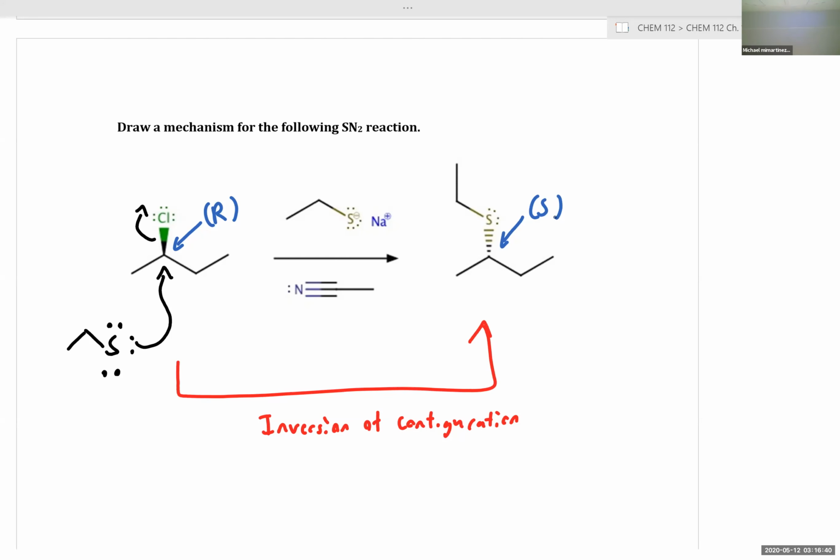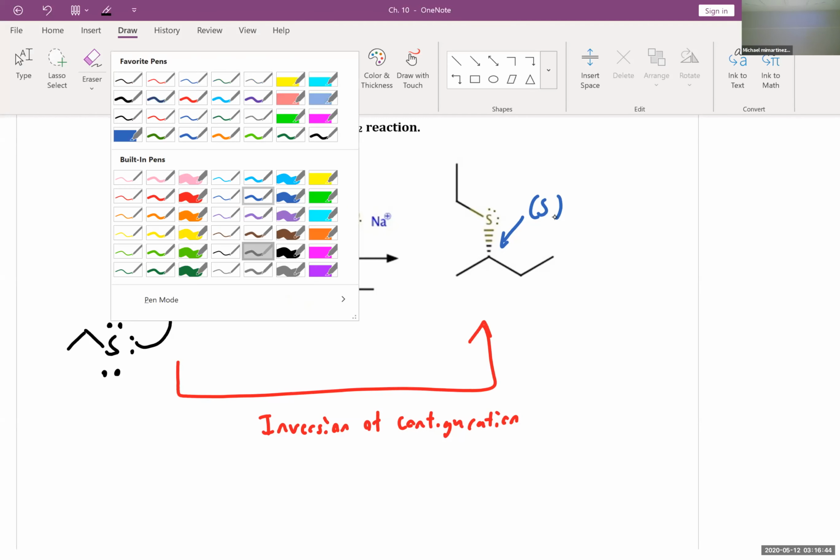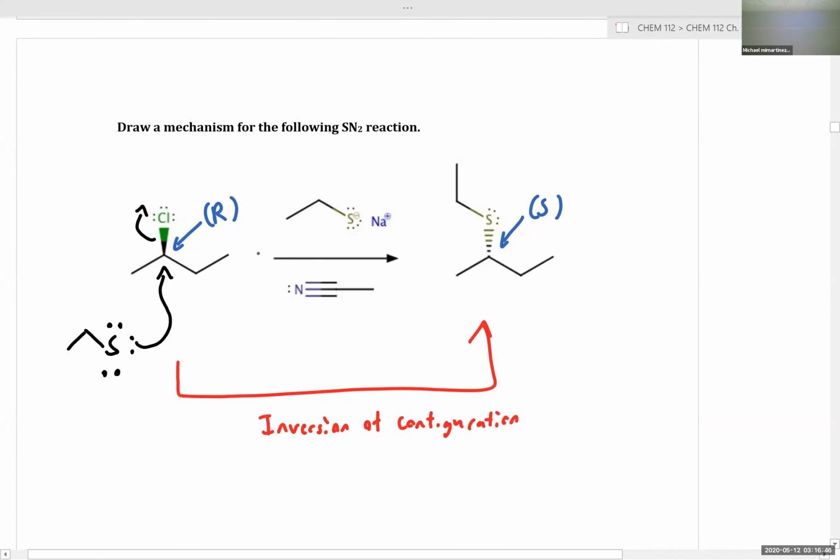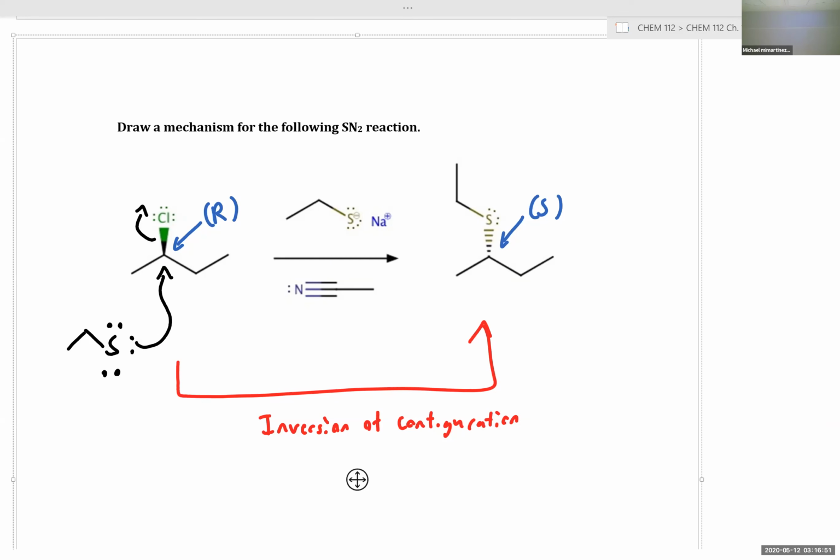Does everyone understand this key idea that the SN2 reaction occurs with inversion of configuration? Okay, perfect. So make sure to note that. The nucleophile is attacking from the opposite face.